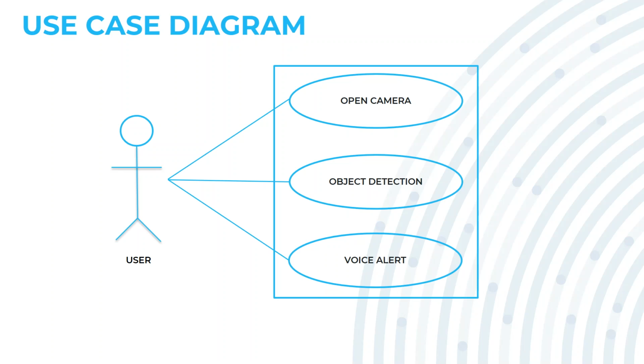Here is the use case diagram of our project. The system is analyzed to gather its functionalities. Use cases are prepared and actors are identified. As you can see here, user is the only actor who interacts with the functionalities such as granting permission for camera API, object detection, and voice alert.